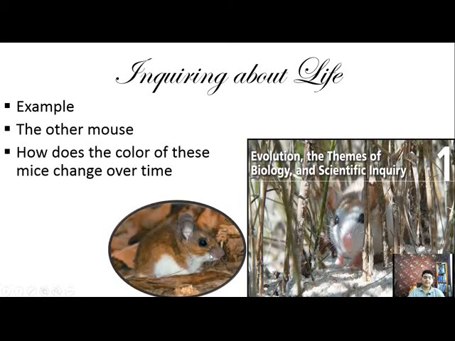Over here. The surprising thing is that these two mice, this one and this one, are the same species. The white one has a whiter color because it lives in the seashore parts of Florida, whereas the darkish one lives in the inland parts of Florida. Okay? Where is this?